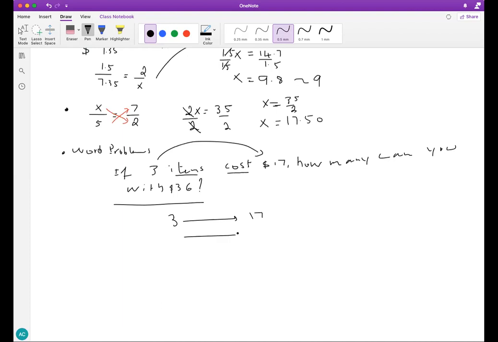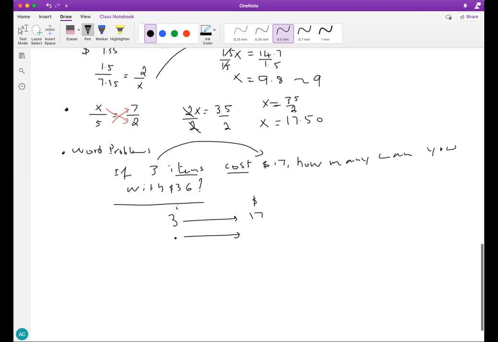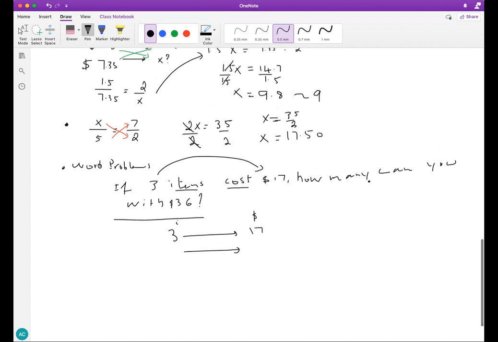Then the other ratio, make sure you put the same quantities on the same side. So we're using this side for items. We're using this side for the cost or money. When you do your second ratio, it should also be items to dollars. If you reverse this one, you have to reverse the other one as well. Now, one of these is missing. What do we have? X. I don't know the number of items. It says right here how many.